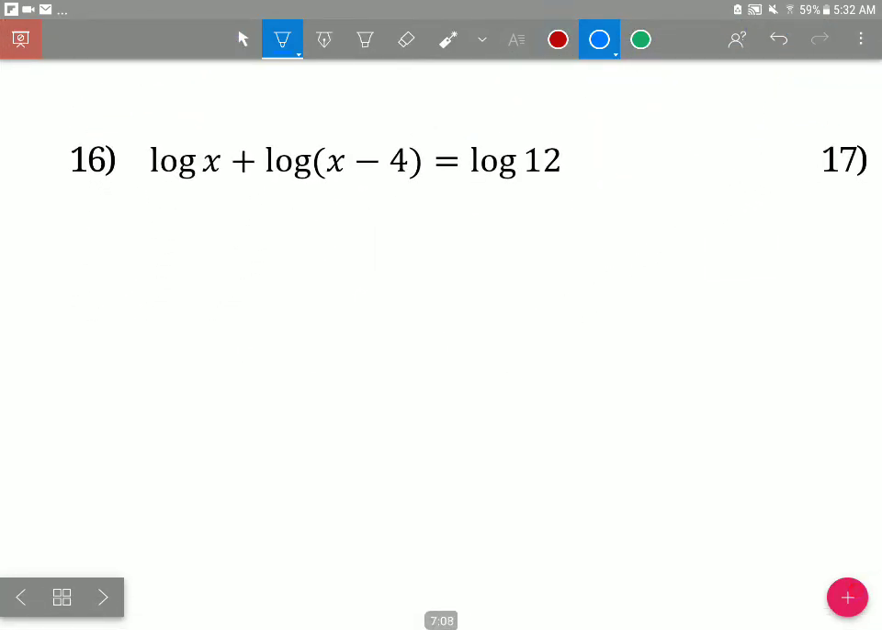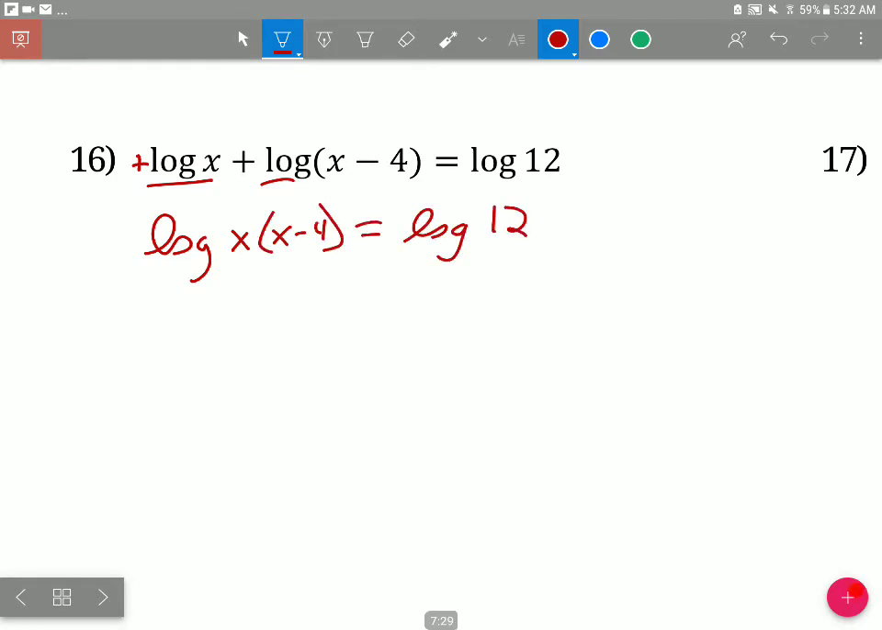Okay, cool. These all have logs, so we're going to try and cancel them out. But we need to condense these two first. We need to bring those two together. Remember, if they're positive, they go on top. If they're negative, they go on bottom. So we're going to multiply those suckers. So that's log of x times x minus 4 equals log of 12. Now we have the same log on both sides, right? I'm going to just do this so it's a little cleaner. Log of x squared minus 4x equals log of 12.